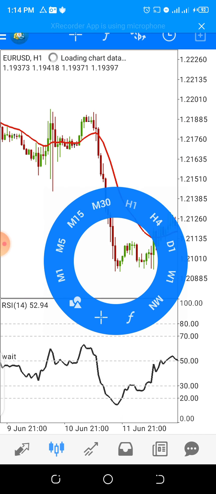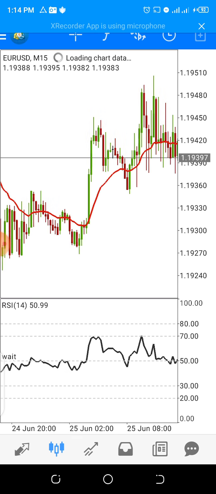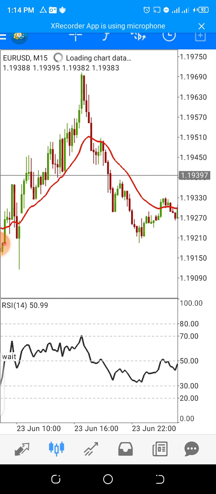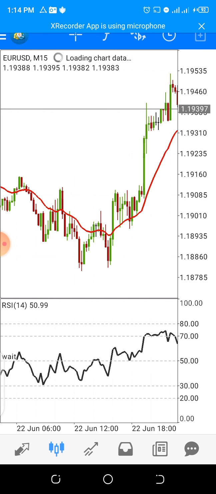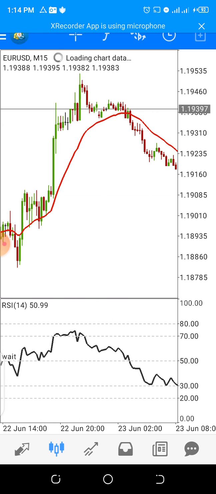This is any time frame at all. 15 minutes for intraday traders. You can use it from 30 minutes to any time frame at all. Now, what's the strategy? It's just simple.